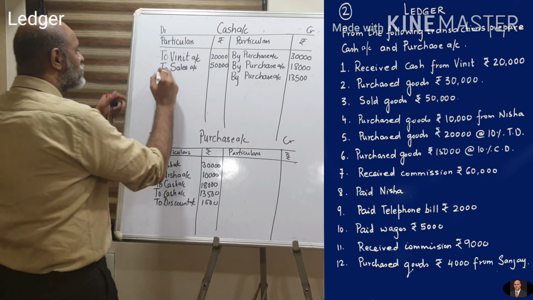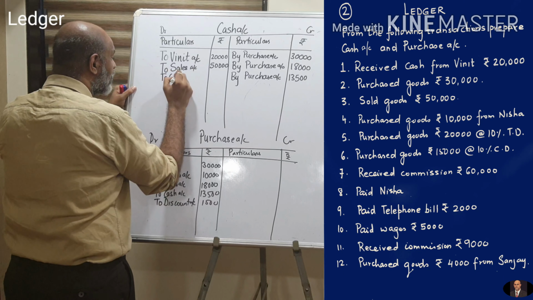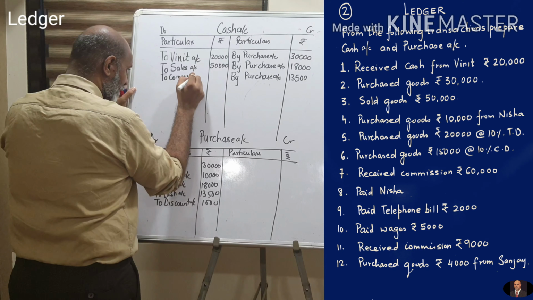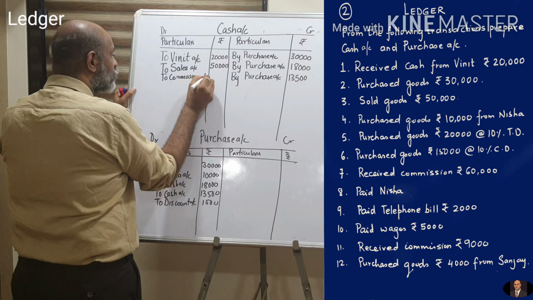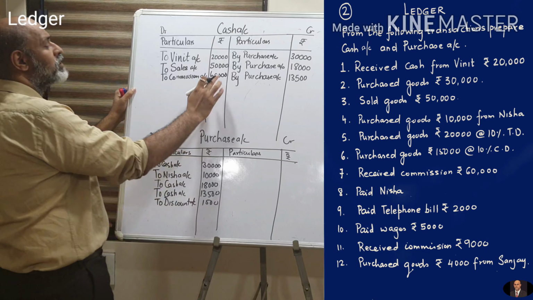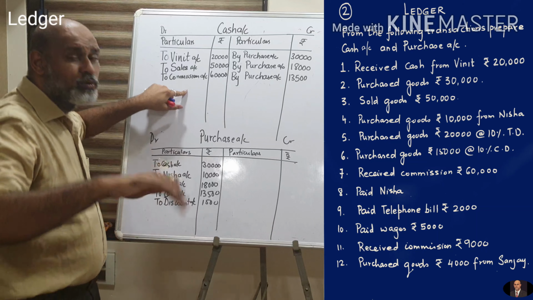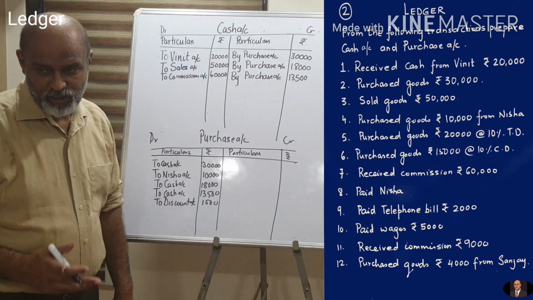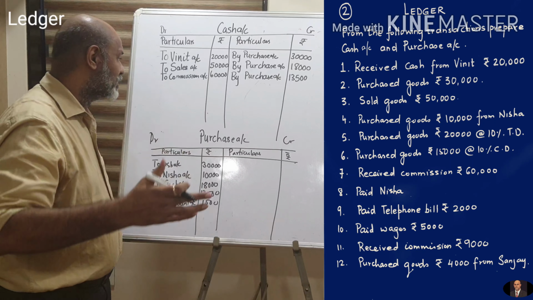Okay, received commission. So you are getting the money. So to commission, or to commission received, you can write 60,000. The second effect of this will go to the other side of commission, and you will write there by cash. In commission account you will write by cash.